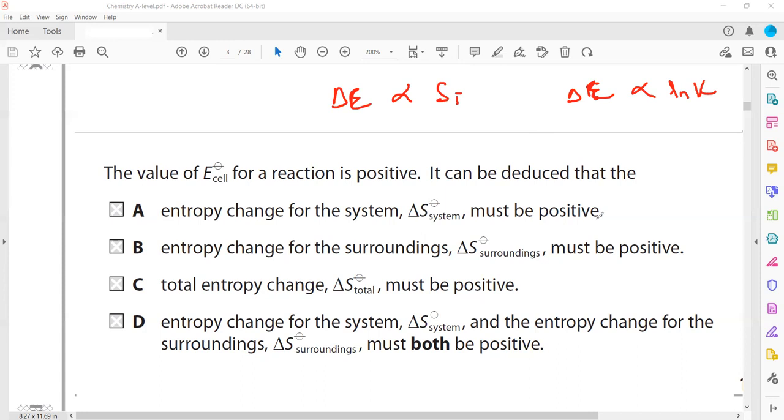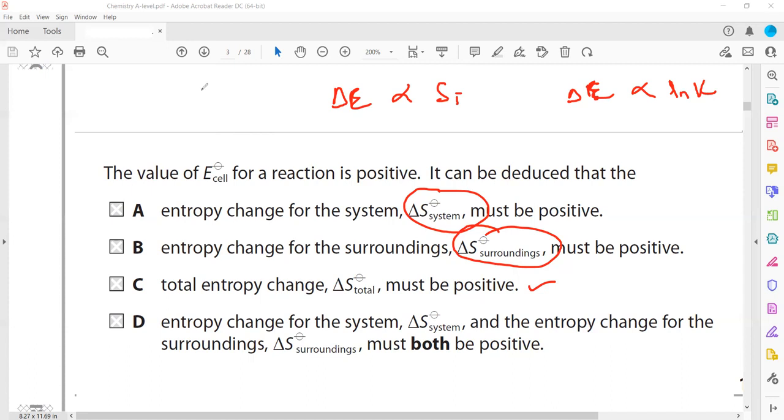That's not a complete statement, like the entropy change of a system must be positive. Not about the system, it is the total. Entropy change of a surrounding must be positive. That's not correct. Total entropy should be positive. That's true. And entropy change of a system and entropy change of a surrounding both must be positive.